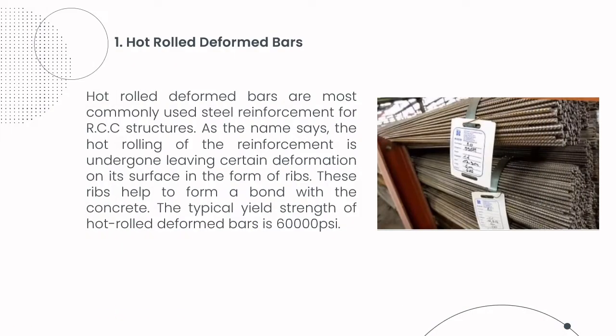Next, first, hot rolled deformed bars. Hot rolled deformed bars are the most commonly used steel reinforcement for RCC structures. As the name says, the hot rolling of the reinforcement leaves certain deformations on its surface in the form of ribs. These ribs help to form a bond with the concrete. The typical yield strength of hot rolled deformed bars is 60,000 psi.